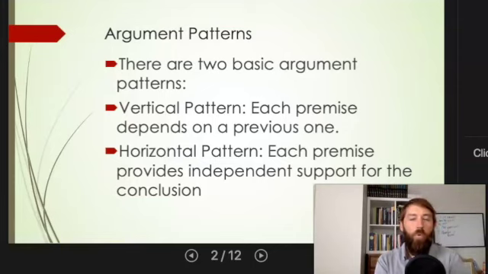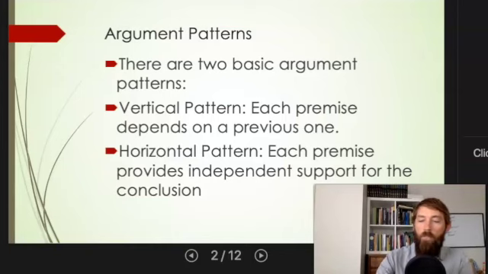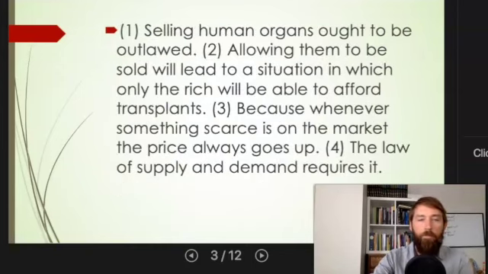And the reason this is important is because if you have an argument for some conclusion and you find out that one of the premises is false, does that mean the argument is wrecked and no good anymore? Well, it depends. It depends on how the premises are related to one another and how the premises are related to the conclusion. So let's take a look and I'll show you what I mean.